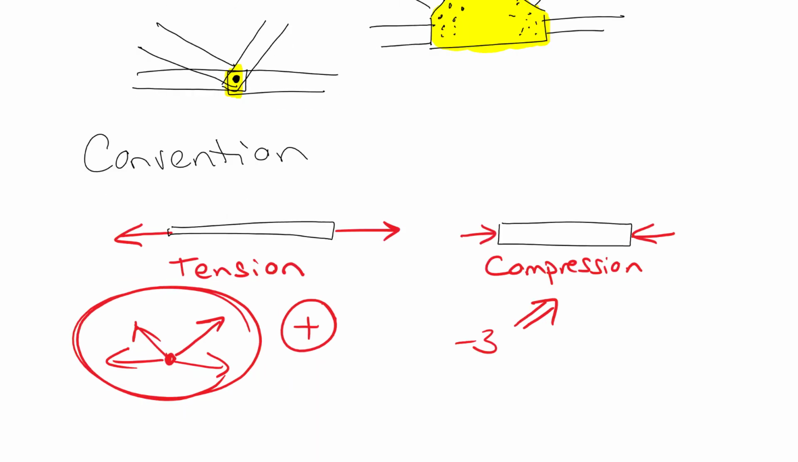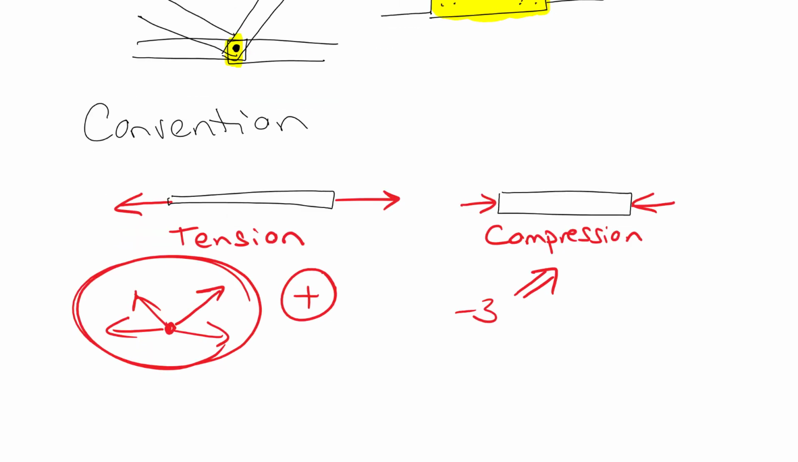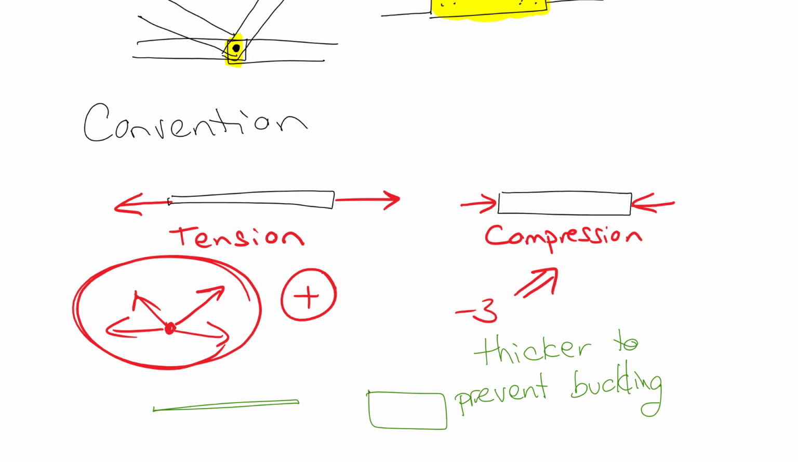And just in case you care, in real life we care if beams are in tension or compression, because compression members actually have to be thicker to prevent buckling, or at least reduce the risk of buckling. Buckling, not bucking. So tension beams can actually be thinner than compression beams. That's just a neat little thing. So these are the basic assumptions and conventions that you need to know in order to do the method of joints and all that kind of stuff.